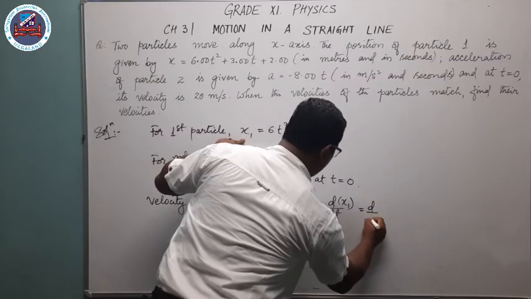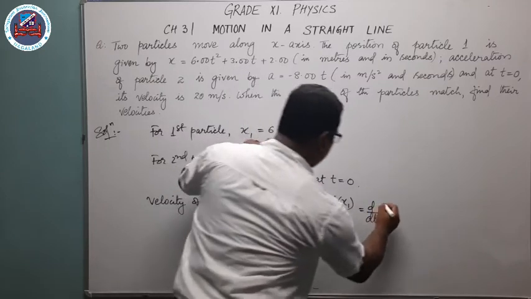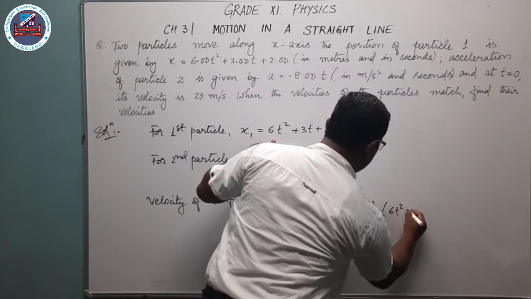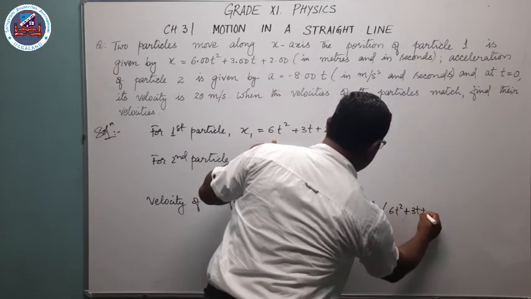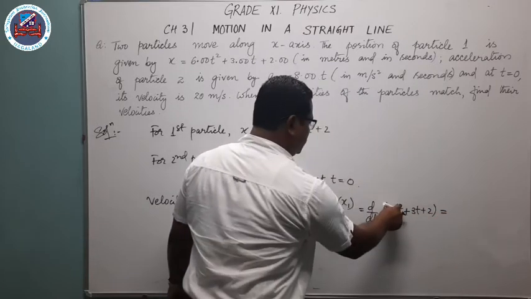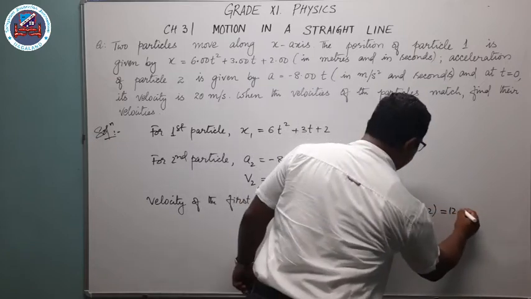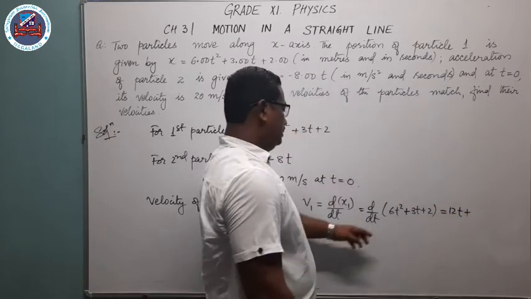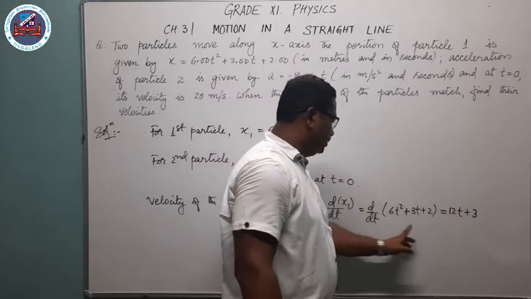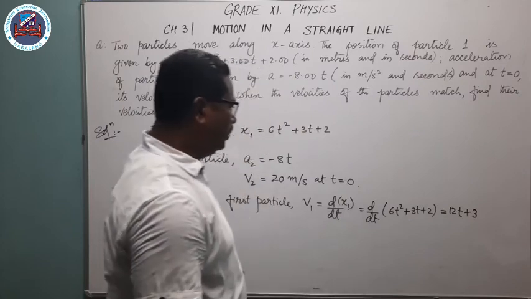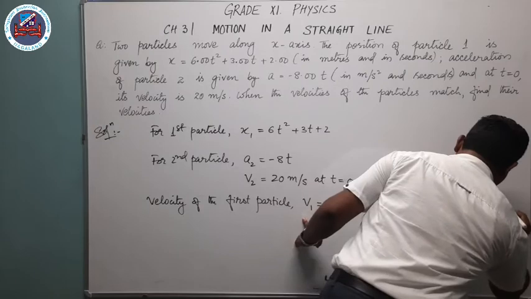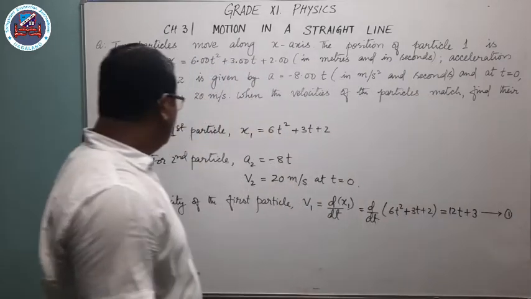This is d/dt of x1, which is 6t squared plus 3t plus 2. So on differentiation, I'll get 6 times 2 is 12t, plus 3, plus the differentiation of 2, which will be 0. So it will be 12t plus 3. This is v1. Let us mark it as equation number 1. This is for the first particle.